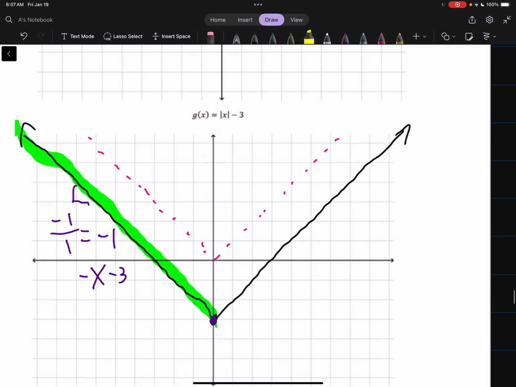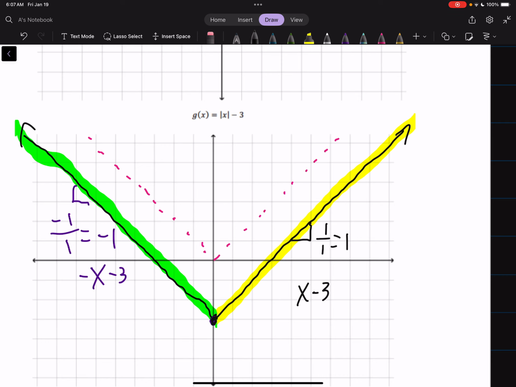If you take a look at the right side of the function, your slope is right 1, up 1, rise over run, 1 over 1. So this is positive 1x. Again, the y-intercept is negative 3.